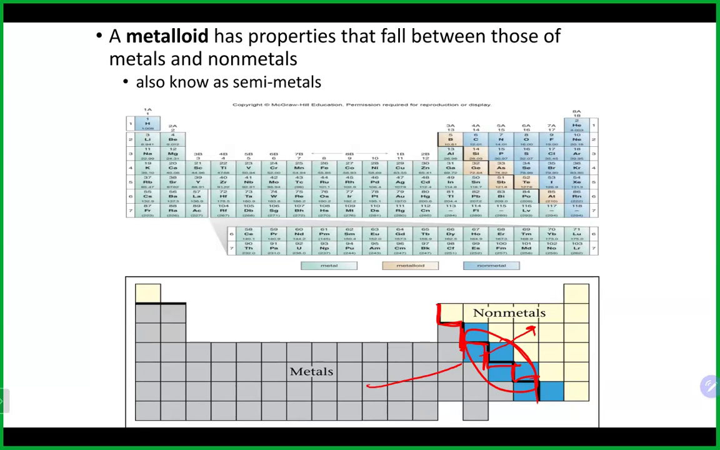By the way, the 2 rows on the bottom here, these guys are metals as well, and they go along with all these guys over here.